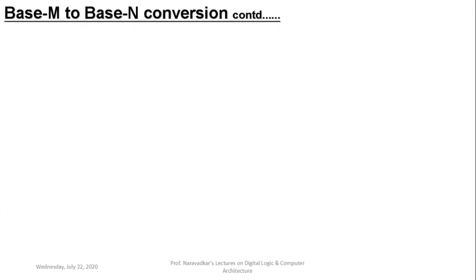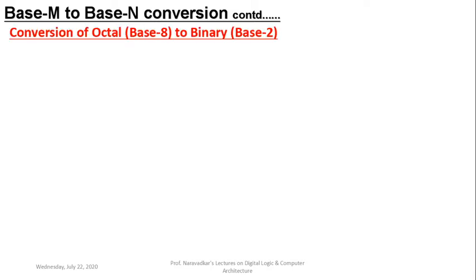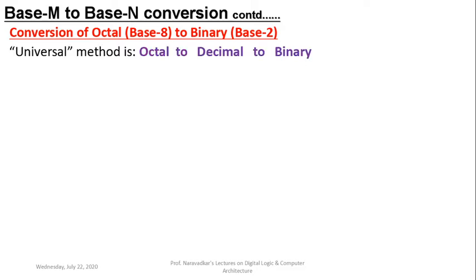Now the next example is about conversion of octal, that is base 8, to binary, the reverse way. Octal to binary conversion, base 8 to base 2 conversion. Again, as usual, the universal method can be adopted: octal converted to decimal, decimal converted to binary. This method is universal. It can be adopted, no doubt.